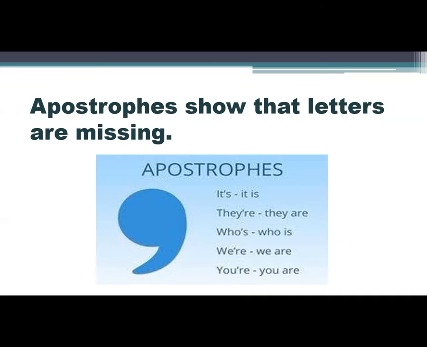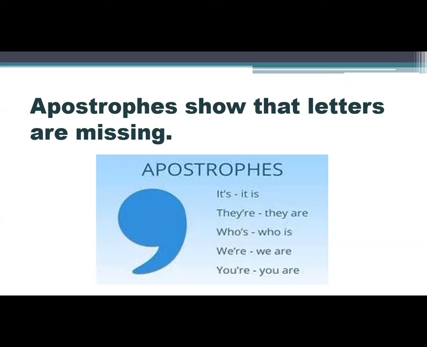What is meant by apostrophes? Apostrophes show that letters are missing. Apostrophes: it is, we change it is into it's. There are, they're. Whose, who's. Where, we're. Your, you're.